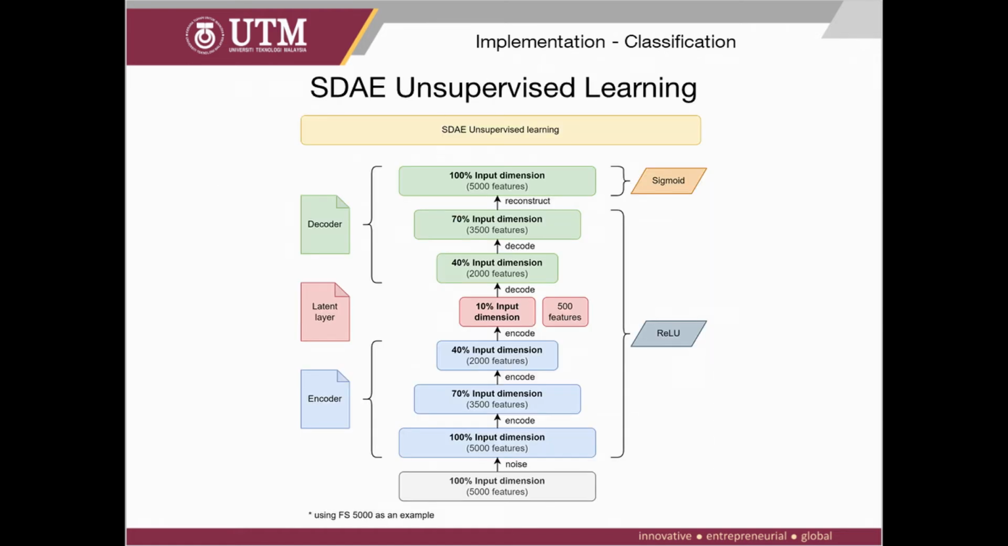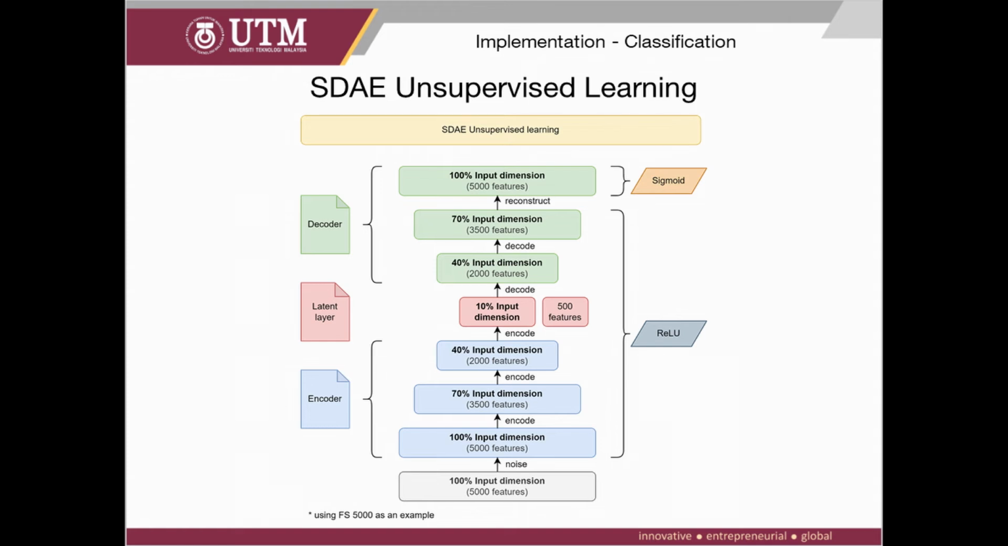This is the neural network for SDAE during the unsupervised learning phase. There are 3 layers in the encoder, 1 layer for the latent layer, and 3 layers for the decoder. Noise is first introduced at the first layer. The dimension of the layers in the encoder is decreased by 30% for each subsequent layer. The latent layer is now 10 times smaller than the original input, at only 10%. This allows the SDAE model to learn only the important features in the latent layer for reconstruction. On the other hand, the dimension of the layers in the decoder is increased by 30% for each subsequent layer.